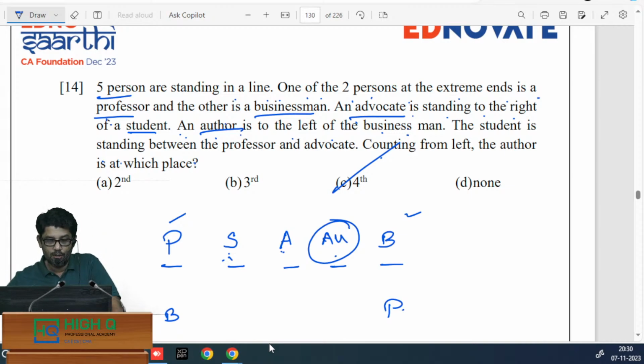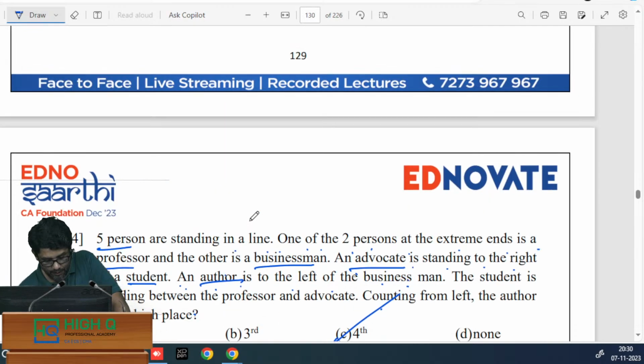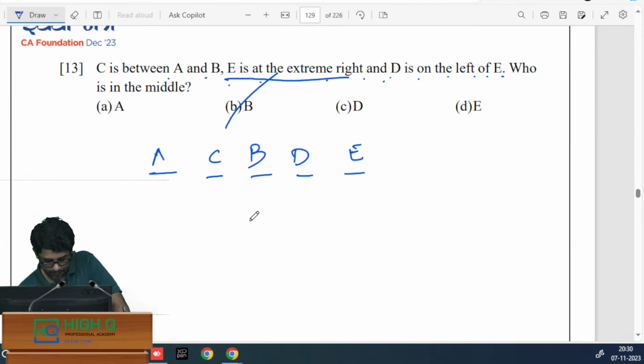Thirteenth question, A also can be the answer. How, Nitya? Why? I didn't get you. What is it? Who is in the middle?